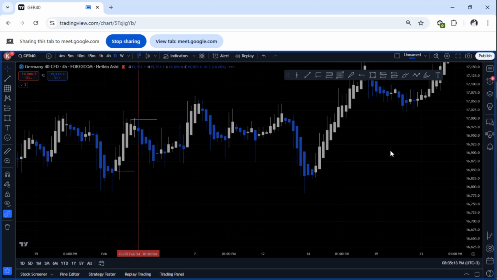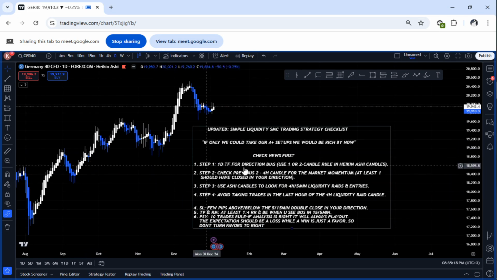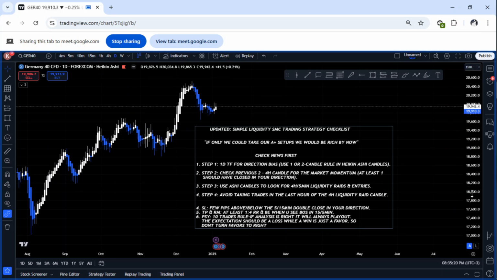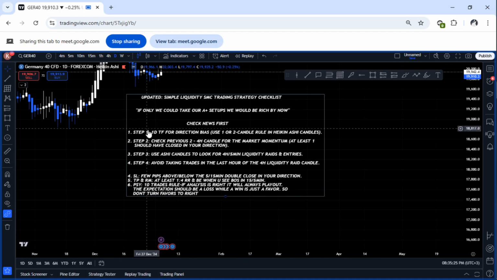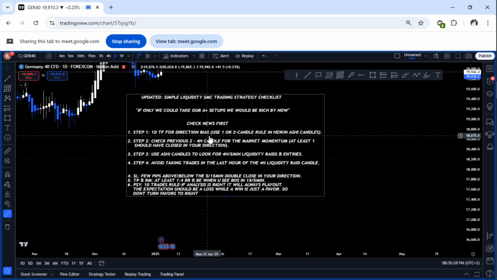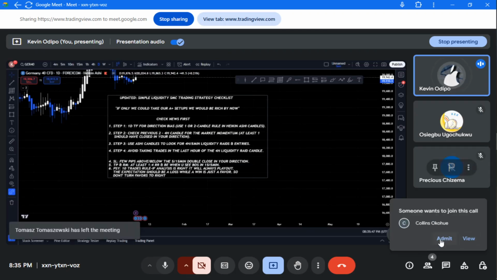That is why I'm having this particular thing here over 1 time frame for direction bias. Use the 1 or 2 candles rule in Heikin Ashi. Now use the 1 day candle. I advocate that you use the 1 day candle if the market closed without wicking in the direction we don't want it to be wicking. I don't know if that is clear.